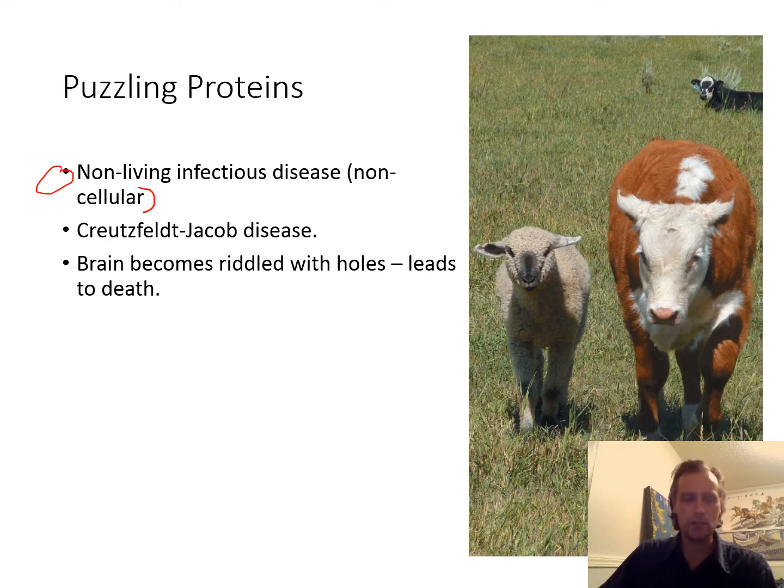It's not a virus. It turns out that it is a protein, and if you ingest enough of this protein, or if another animal like a cow or a sheep ingests enough of this protein, it can get into the brain, and it causes the brain to become riddled with holes. The animal will become disoriented, maybe even aggressive, and it eventually will generally lead to death.